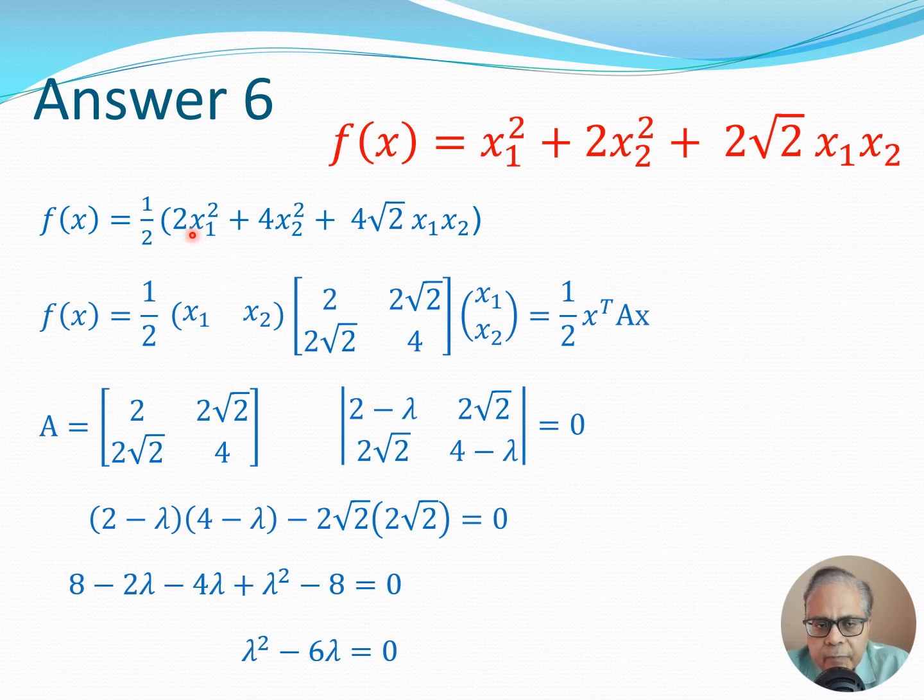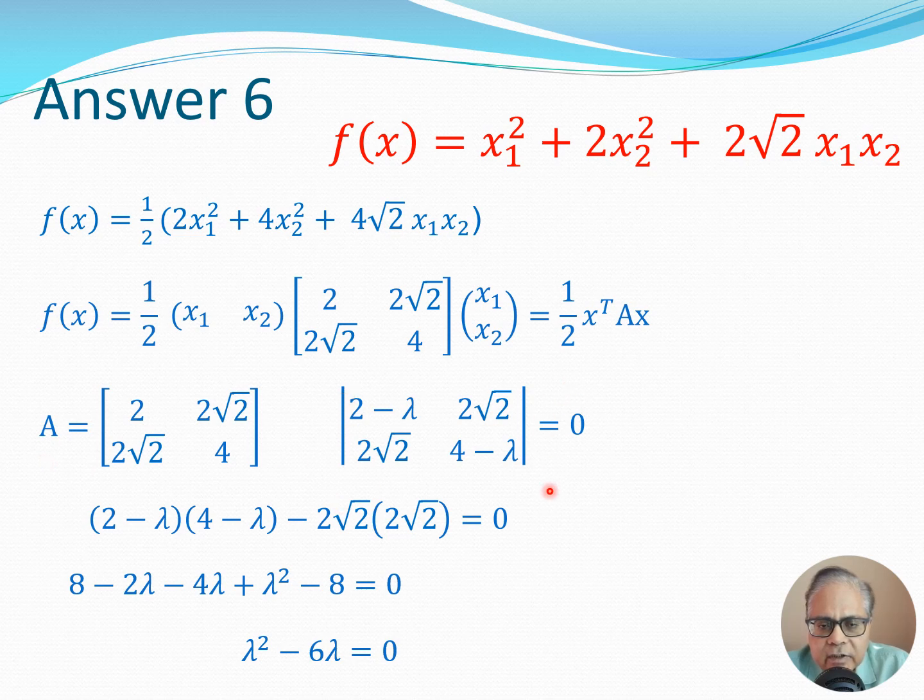So what I have got here is that the x1 square term becomes 2, the 4x2 square term becomes 4 here, and this 4 root 2 term I split into two parts. One will be 2 root 2 here and one will be 2 root 2 here. So I directly get the symmetric matrix corresponding to the quadratic form, and so I can write it as half x transpose A x. And once I obtain this, then I can immediately take the A out, and what I'm going to do now is find the eigenvalues of A.